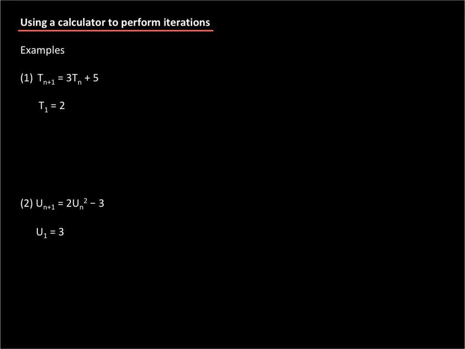Let's take a look at the first example here. Tn plus 1 equals 3Tn plus 5. I always think it's useful to actually make sure we understand exactly what this formula is saying. And this one is saying that the next term in a sequence is 3 multiplied by the previous term, add 5. So you know exactly what's happening. So let's generate a few terms manually.